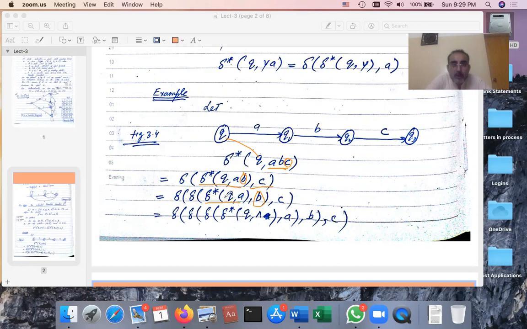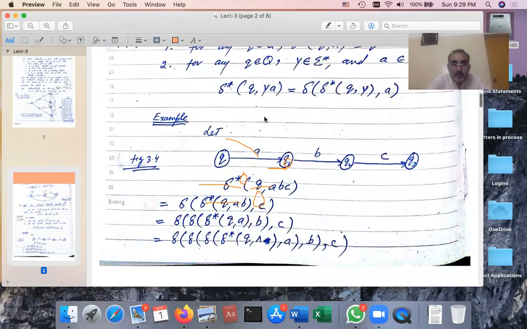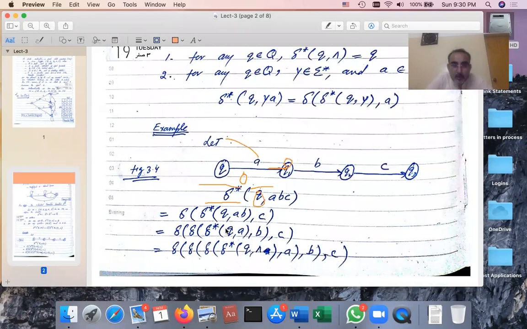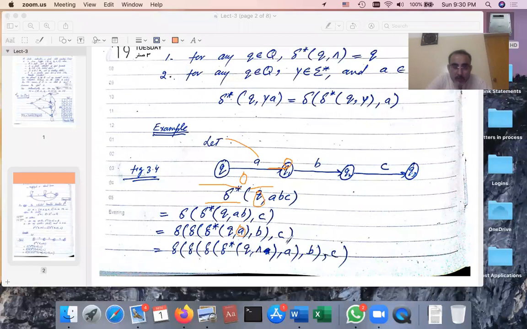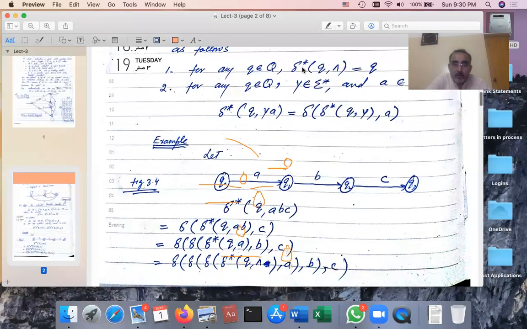And now we have to process this delta star again. Previously, we have seen something, delta star Q comma null. So delta star Q comma A. Now we have to take this A out. So now A is out here. And what we are left with is the base case, as you have seen in points one and two above. So delta star Q comma null is the base case. Null is not represented here, but we are doing this according to this definition.